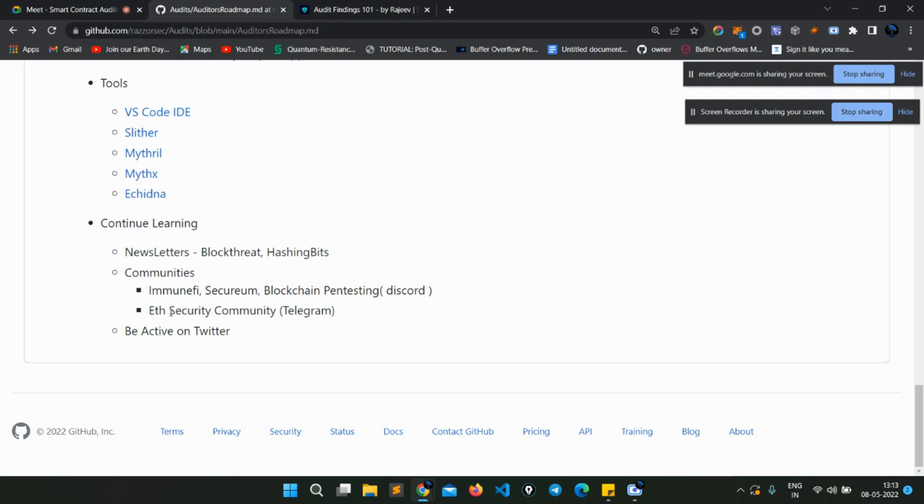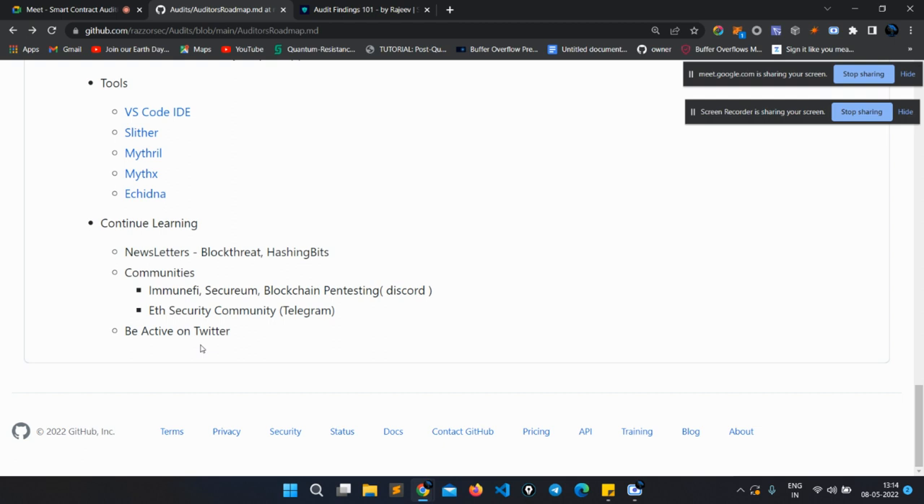Then there is another, I would say, the best community out there corresponding to ETH Security. So the name is itself ETH Security on Telegram. I will be mostly adding links here as well for you to join. That you can do. And the last and the most important stuff, to be active on Twitter.